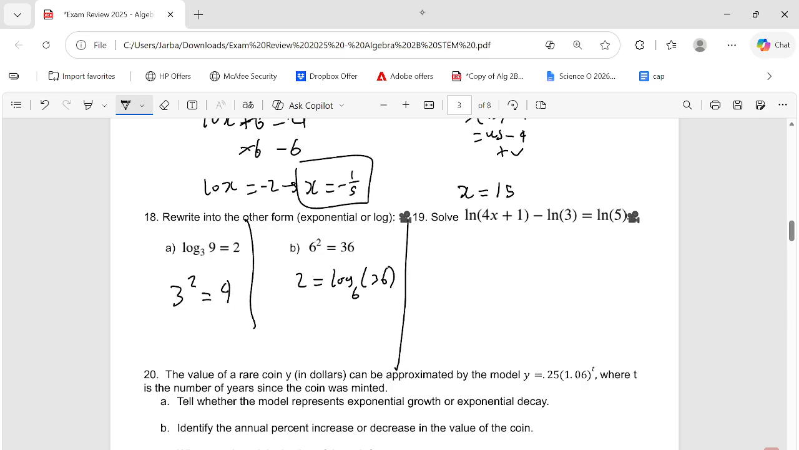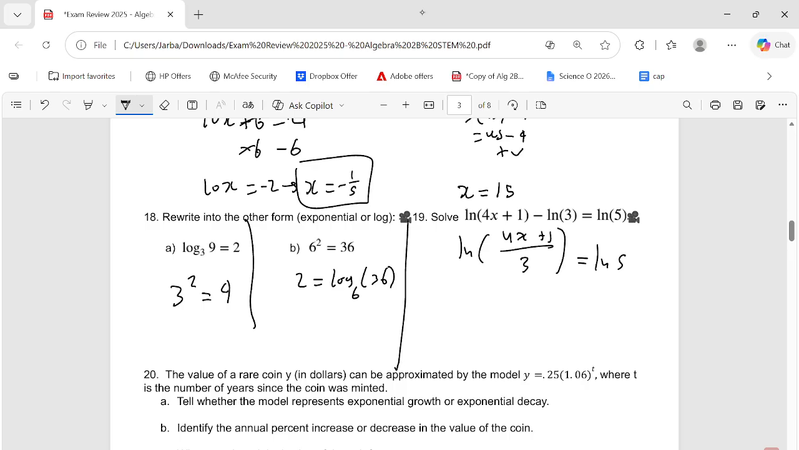Okay, number 19. Alright, this one you need to combine solving with a little bit of logarithm properties. So, we're subtracting natural log of 3 on the outside, right? So we have subtraction on the outside. That means division on the inside. So this is the same thing: natural log of 4x plus 1 over 3 is equal to natural log 5.